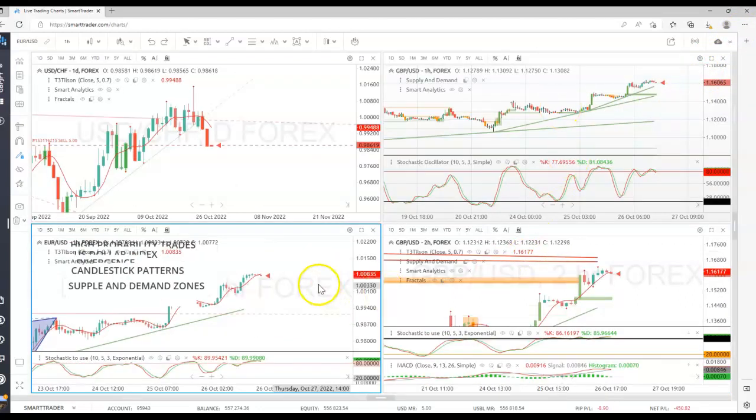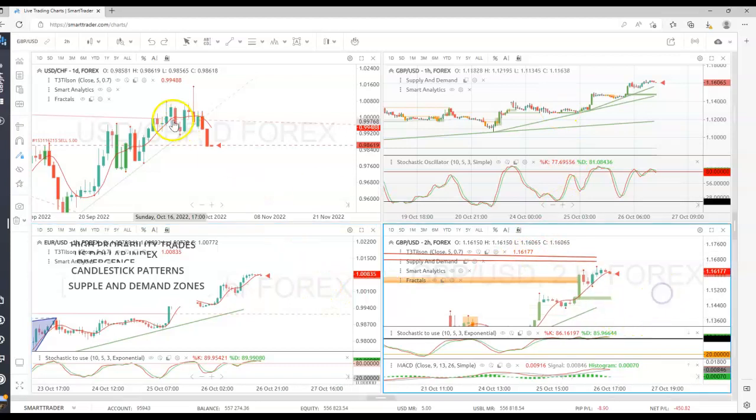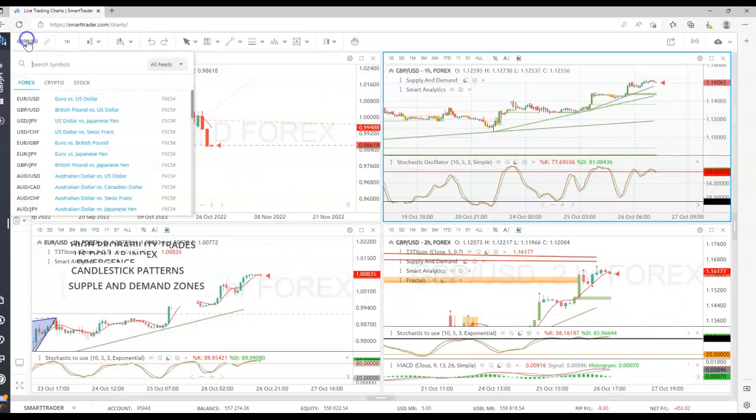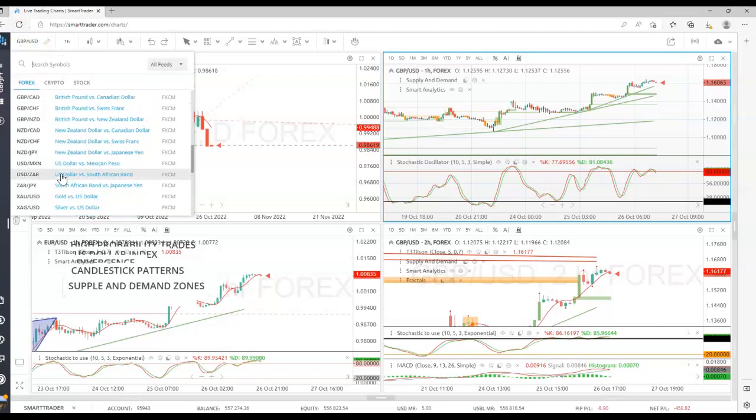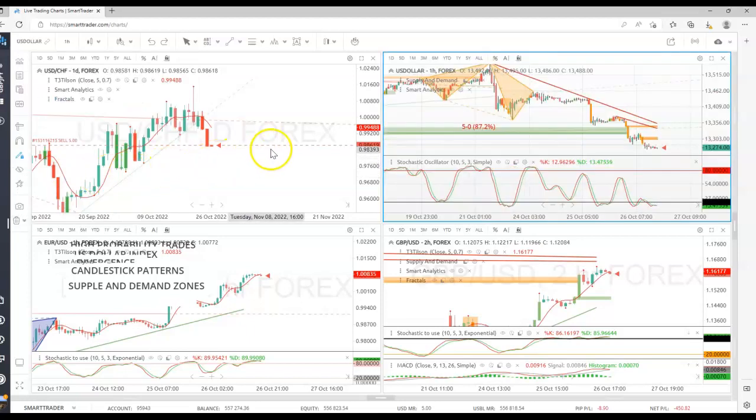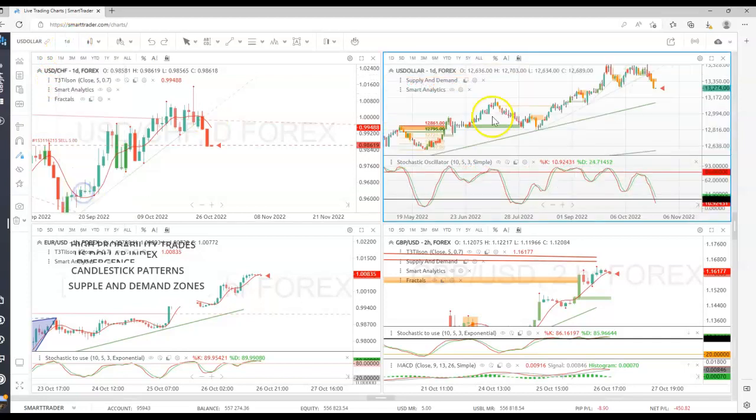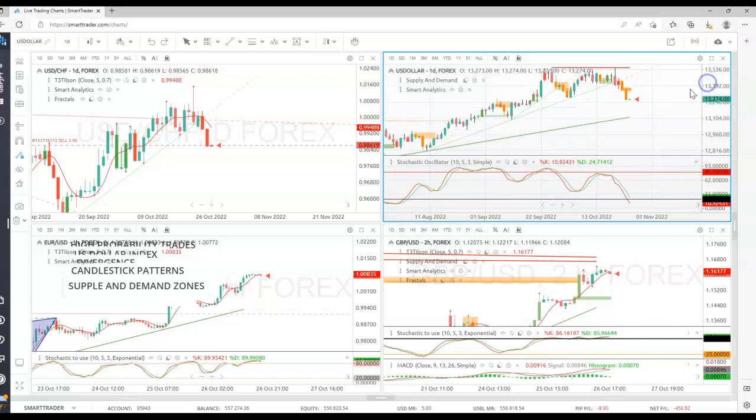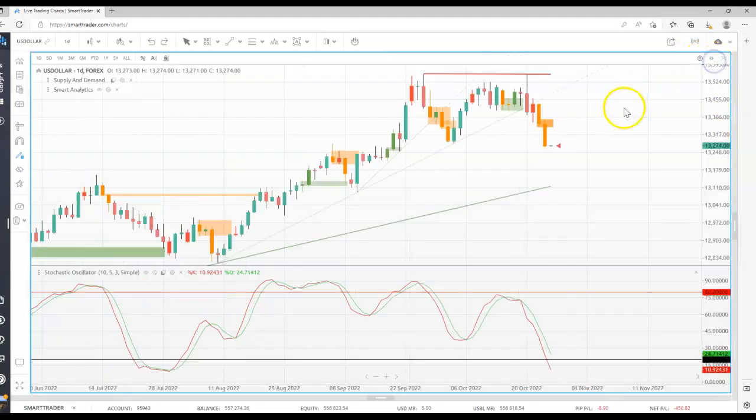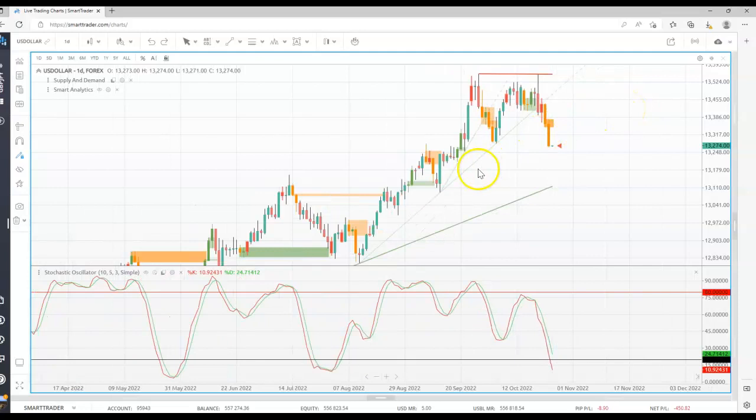at the beginning of the week, let me just pull up USD dollar index, because if you want to know where the US dollar, where the pound dollar, the euro dollar, Aussie dollar is heading, you would look at the dollar index. So what I noticed at the beginning of the week was a trendline break.